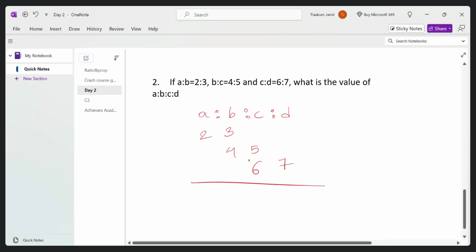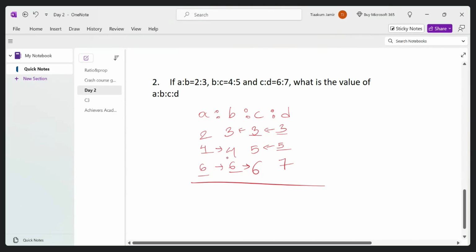Now from here, the common terms are B and C. The first B is 3, so it becomes 3 over 9. Next B is 4. And then C is what? 5, or no? Then the other C is 6. Now it will become 6 over 9.